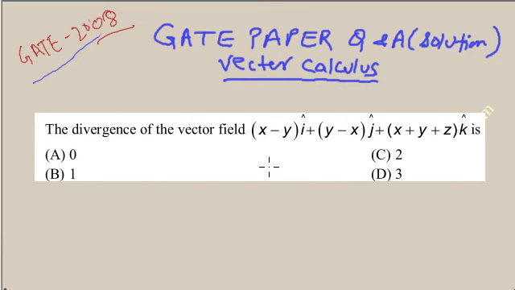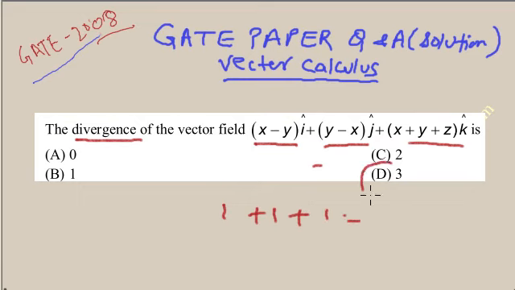This is another question. You are required to find the divergence of the vector. So div of any f is differentiate with respect to x, differentiate with respect to y and add, differentiate with respect to z and add. So differentiating with respect to x gives 1, with respect to y gives 1, and with respect to z gives 1, that is 3. So the answer is 3.